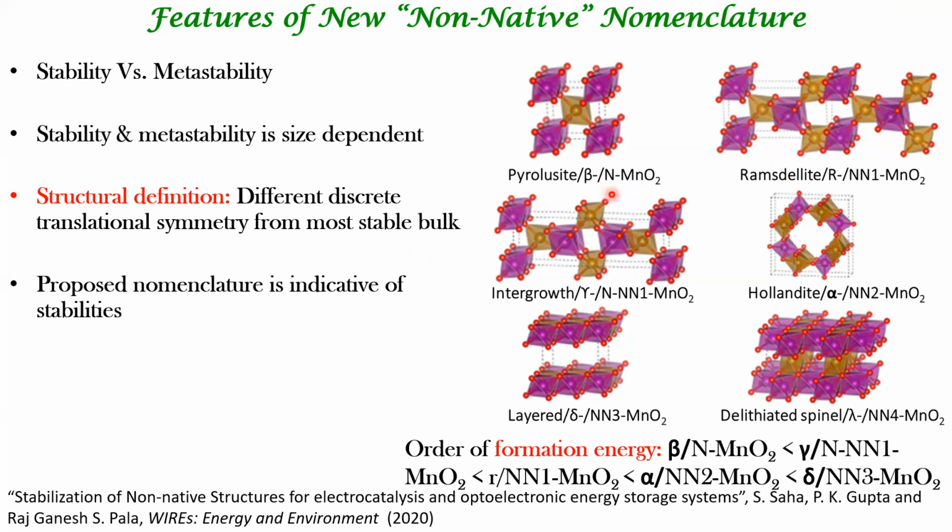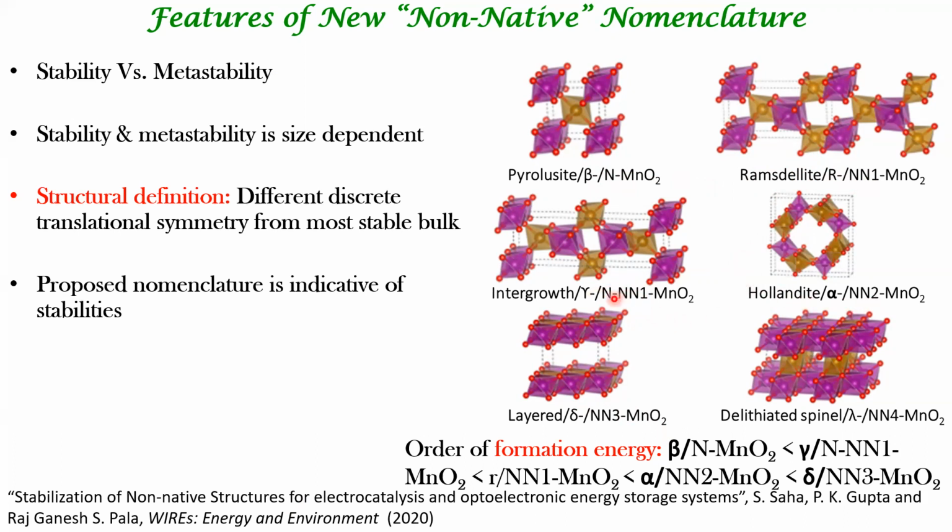nuances of this nomenclature. For example, the traditional nomenclature, pyrolusite, beta, and so on, doesn't really provide indicators of stability. Here, we are using N to indicate native structure, that is the most stable bulk structure. And there are other structures which are called ramsdellite and so on. These conventional names do not provide an indicator towards the thermodynamic stability. Here we are referring to this structure as non-native 1. And this is non-native 2.